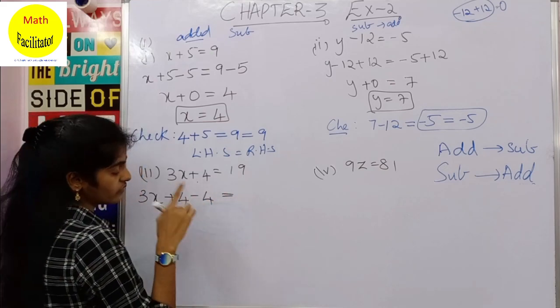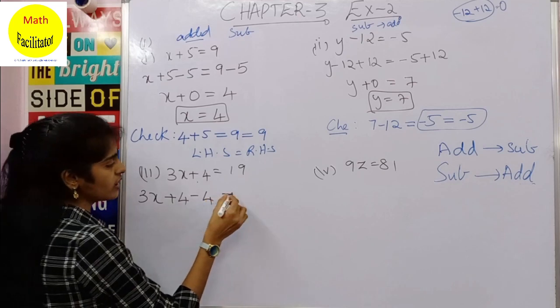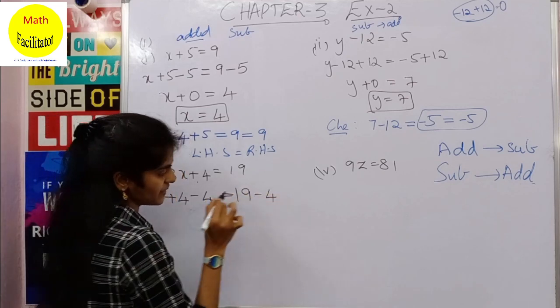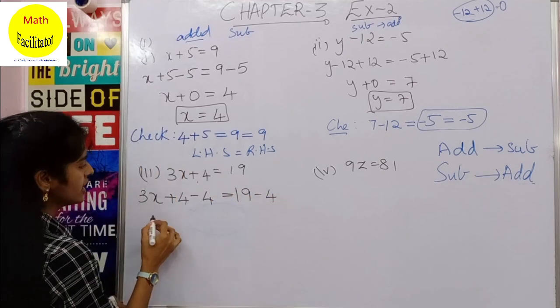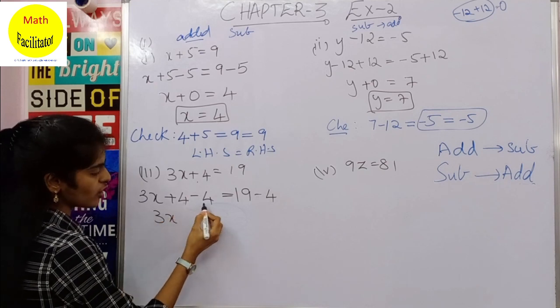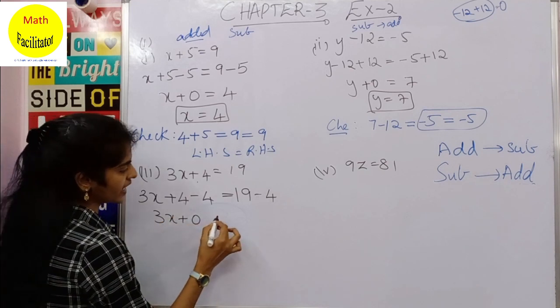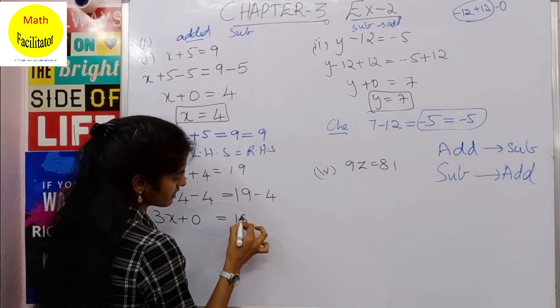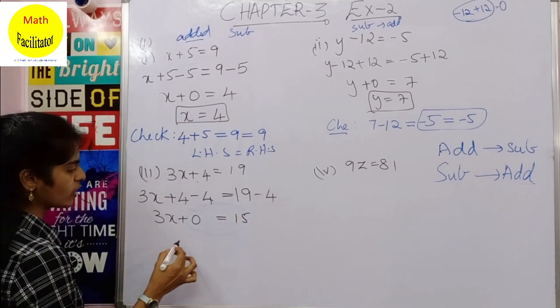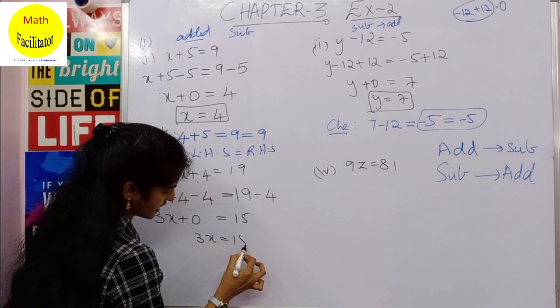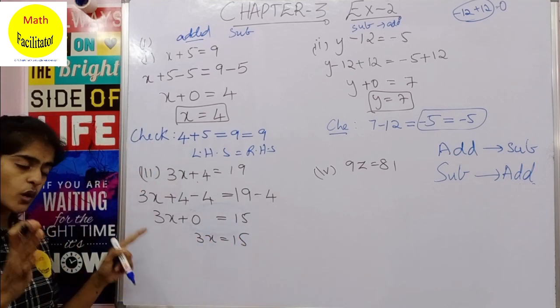Equal to, now when you are subtracting 4 on LHS, the same 4 you will subtract on RHS. So this is 3x plus 4 minus 4 gives you 0. So this is 19 minus 4 gives you 15. Now this is 3x equal to 15. So finally you got 3x equal to 15.